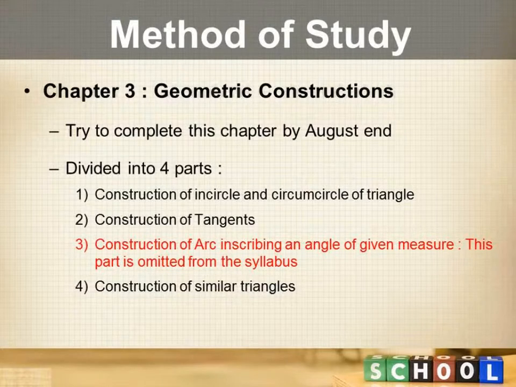The 4th part is construction of similar triangles. So this year you're going to study only 3 parts out of 4 parts. You're going to draw diagrams only of 3 parts: first, incircle and circumcircle of a triangle; second, tangents to a circle; and third, construction of similar triangles. When you're studying this chapter, remember to practice the sums from the exercises that have been retained in these units.